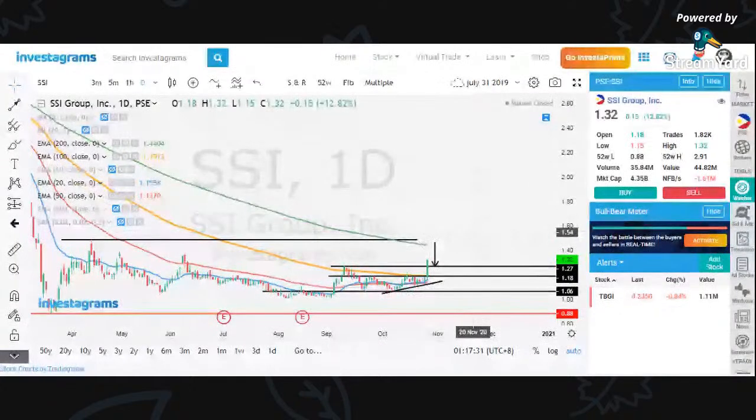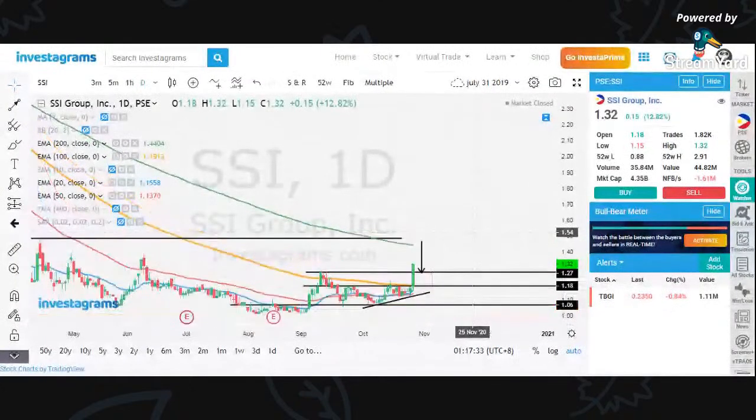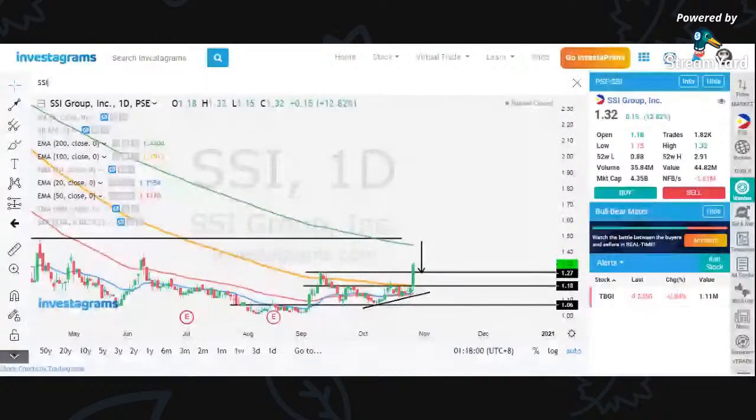Kung may momentum na bababa na yung price, kung nakabili kayo kanina. But if you did not buy this stock today, wait for another opportunity. So we need to see if we will be going back to this resistance, which has become support. Okay. Now let's go back to STI.